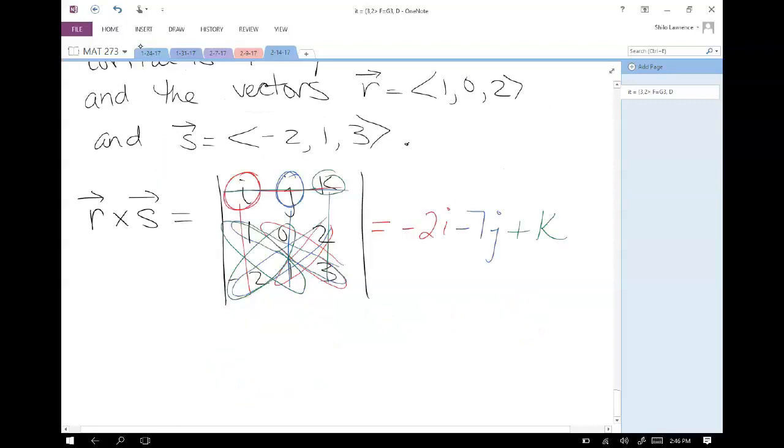The equation for a plane is unique. So if you did S cross R, cross product is not commutative. If you did S cross R, you would get a different vector. You would get positive 2I plus 7J minus K. But your final equation for your plane would be equivalent.